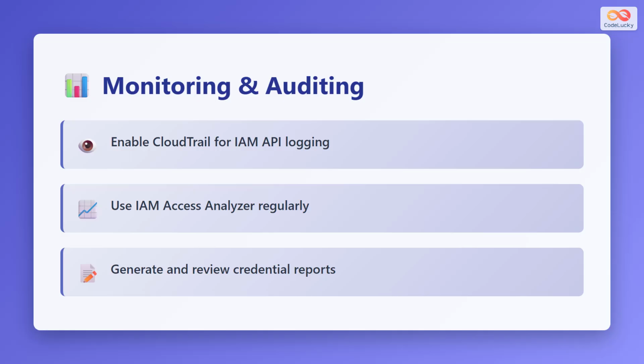Use IAM Access Analyzer regularly to identify resources that are shared with external entities. Access Analyzer helps you discover unintended access to your resources. Generate and review credential reports periodically. These reports show the status of all users and their credentials, helping you identify security issues like unused accounts or credentials that haven't been rotated.